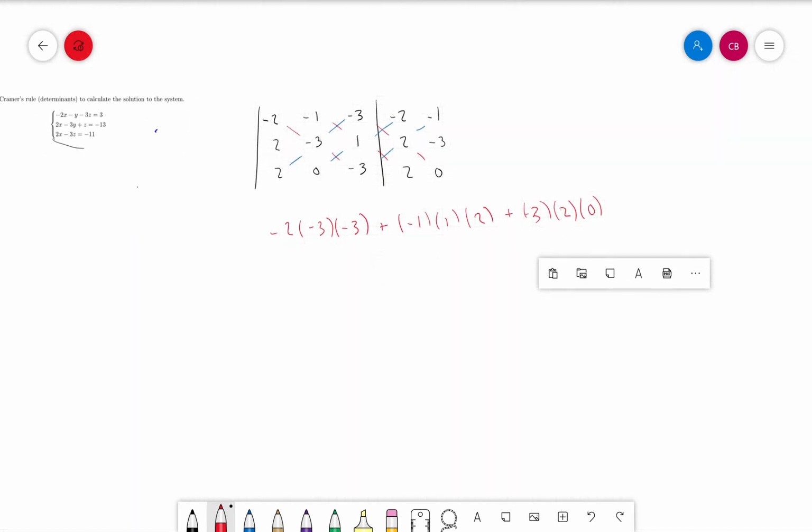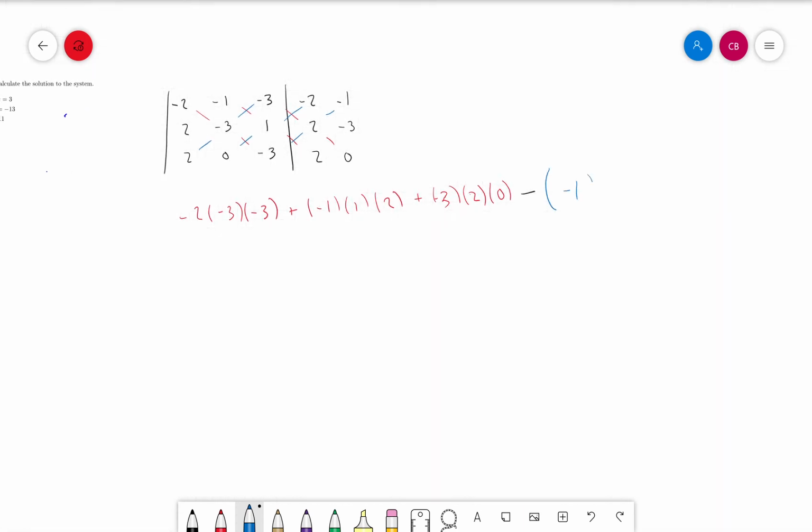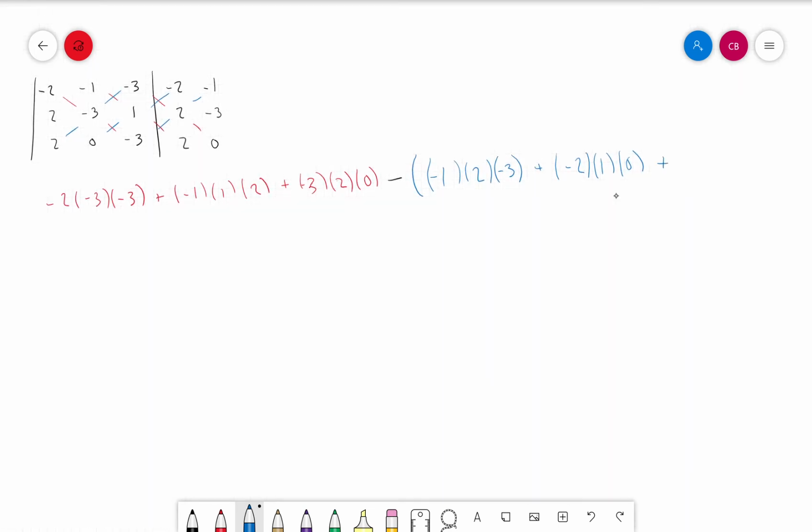Now we're going to subtract, so minus the blue ones, in parentheses, all of them. So we've got, let's start at negative 1 on the far right, negative 1 times 2 times negative 3, plus negative 2 times 1 times 0, plus negative 3 times negative 3 times 2. Okay, so that's a lot of work. So let's multiply each of these.